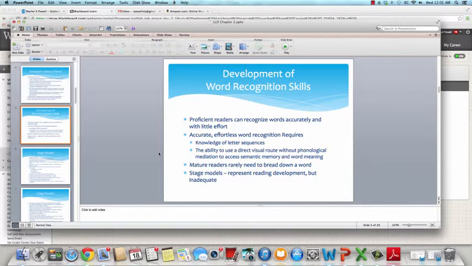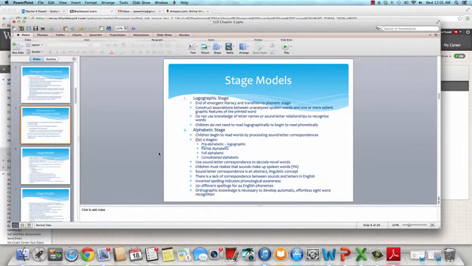So there are the stage models. They represent reading development, but they are inadequate. This is just going to give us a general helicopter view of how reading develops. It's good to use in conversations about reading development, about what's appropriate, what's not, but it's inadequate because it doesn't cover all of the complexity of reading development.